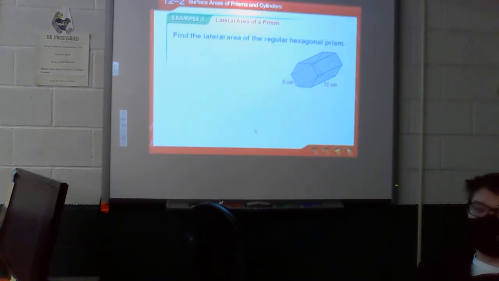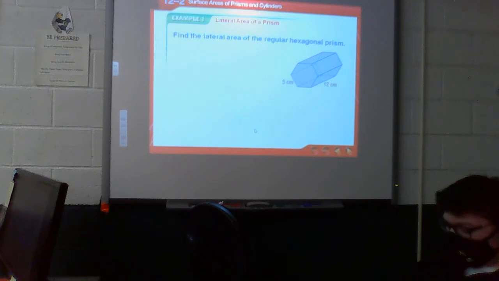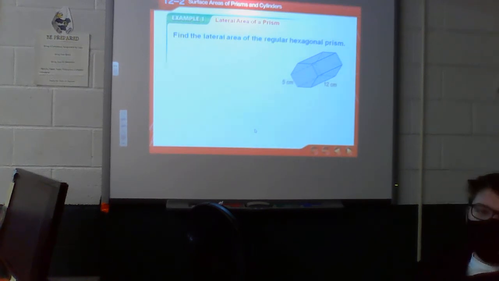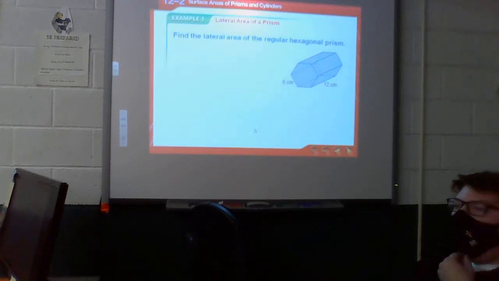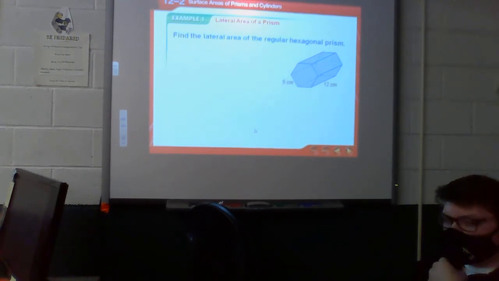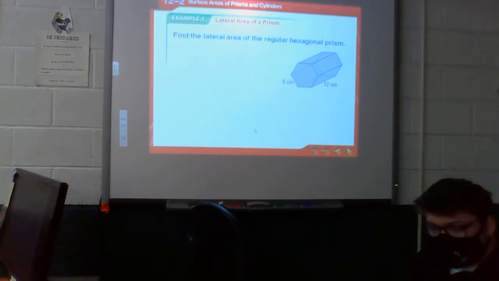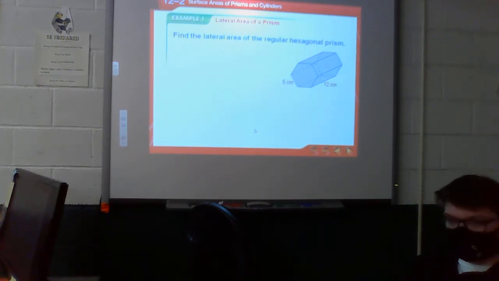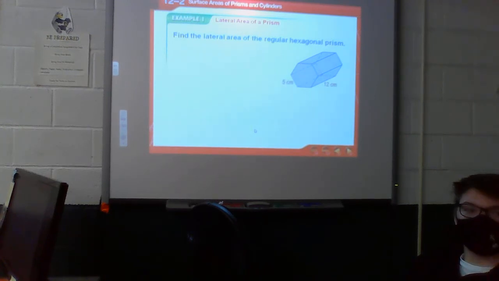5 times 6, right? There's 6 sides of a hexagon and one side is 5, so 6 times 5 is 30. What do I do with that 30? Take it times 12, right? P times H. My lateral area was P times H, right? So my perimeter was 30. What's my height? The height is the distance between my hexagons. So what's 30 times 12? What's 3 times 12? 36 and put a 0 on it. 360, right? What is my label?